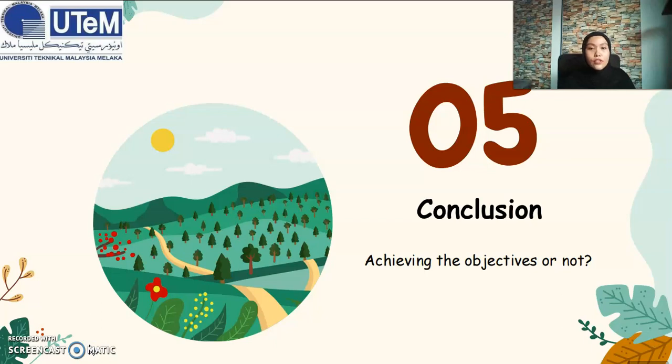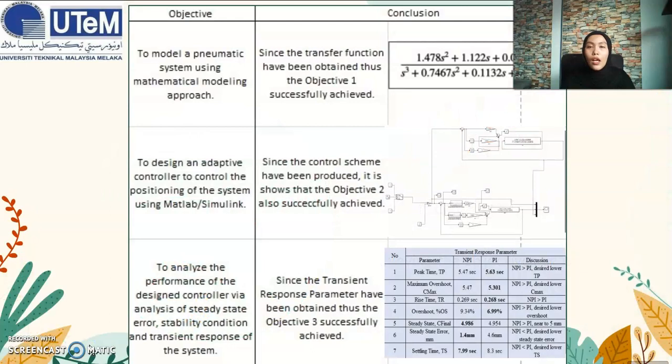As a conclusion, is it achieving the objectives or not? Objective one, to model a pneumatic system using a mathematical modeling approach. Since the transfer functions have been obtained, objective one is successfully achieved. Second objective, to design an adaptive controller to control the positioning of the system using MATLAB or Simulink. Since the control scheme has been produced, objective two is also successfully achieved.